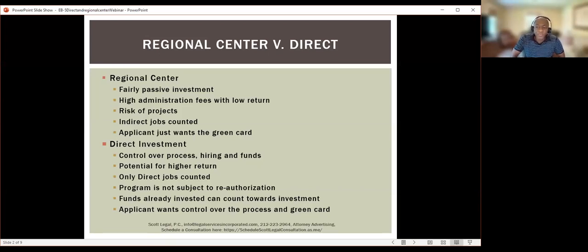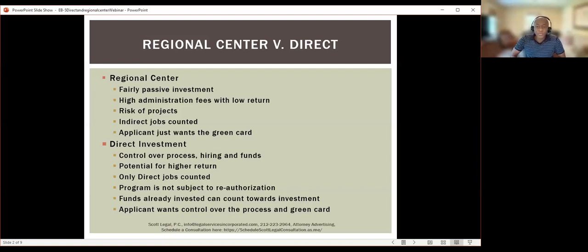When we think of a direct investment, we think of an entrepreneur who wants to start his or her own business. They want to invest capital in that business, buy equipment, get the business up and running, ready for operations, and hire employees. They generally want that control to be able to do that. That really describes the profile of someone who is doing an EB-5 direct investment.